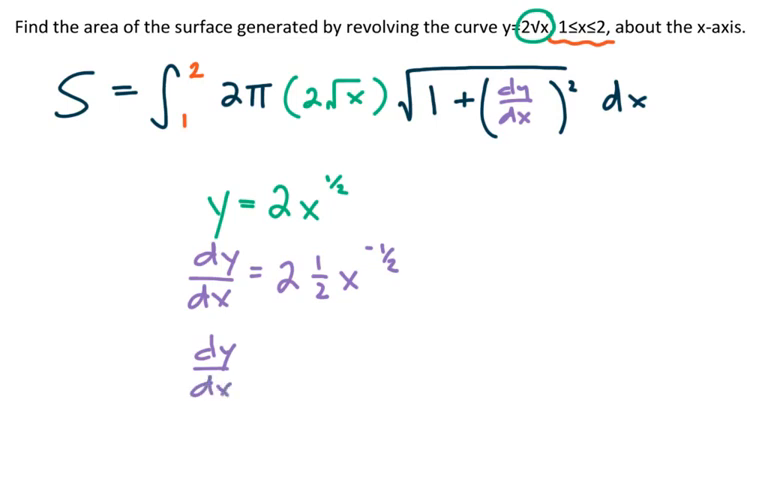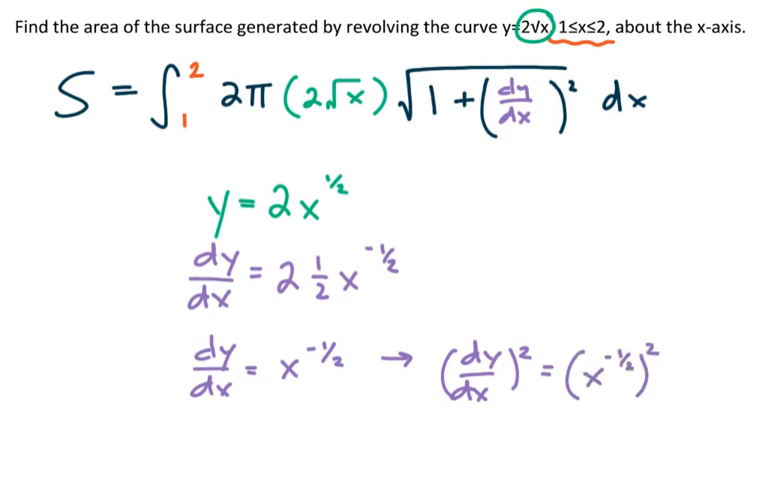dy/dx is x to the negative 1/2. Therefore, (dy/dx) squared equals x to the negative 1/2 squared. Power to a power, you multiply exponents, that's going to be x to the negative 1. So this piece right here, I'm going to replace with x to the negative 1 in there.